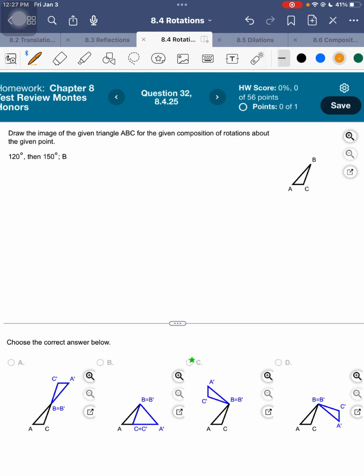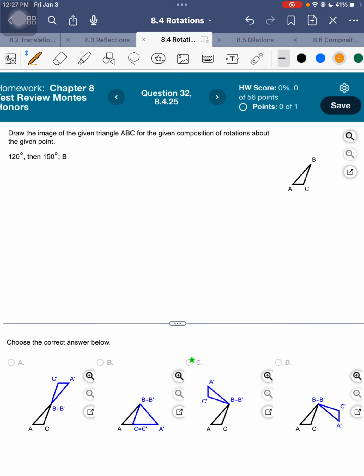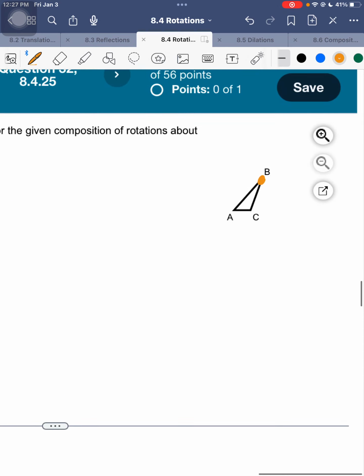Okay? So now, what is 120 plus 150? That's just 270, okay? So now I'm rotating about point B. So my rotation is right here. So I'm gonna draw a little coordinate plane because that helps me.